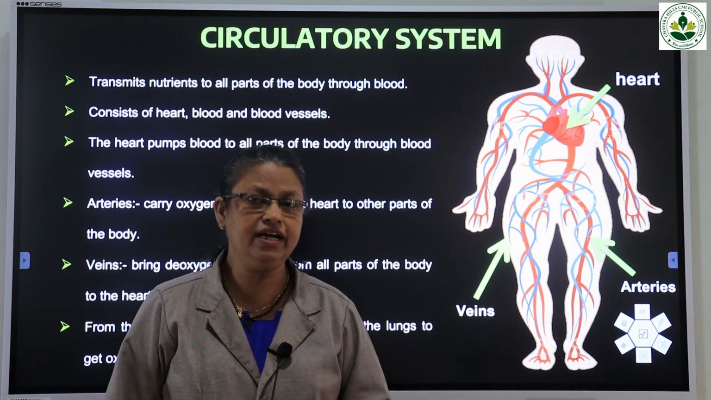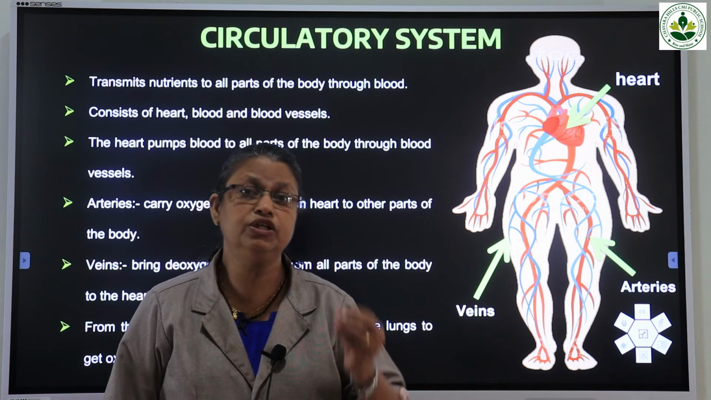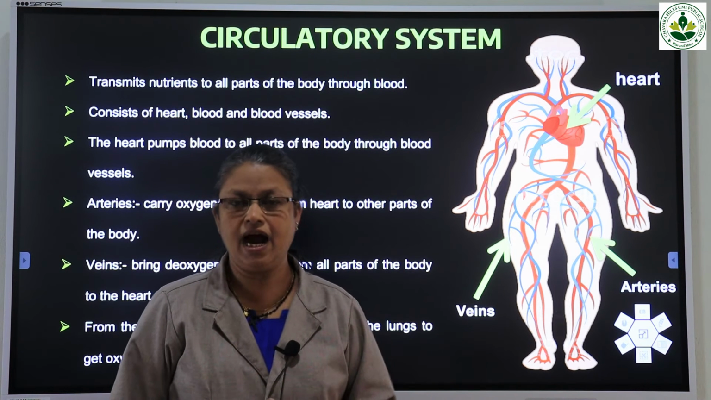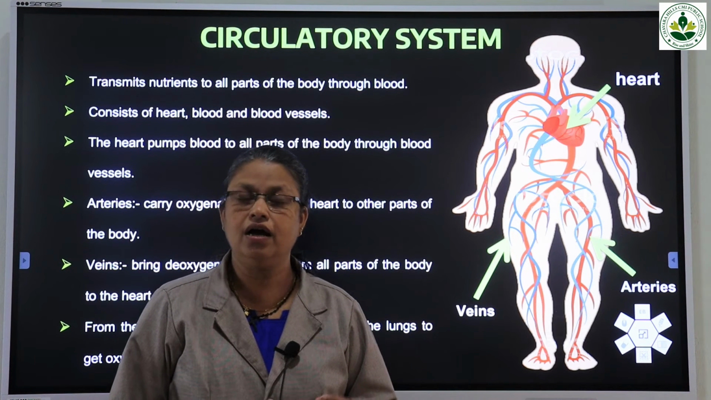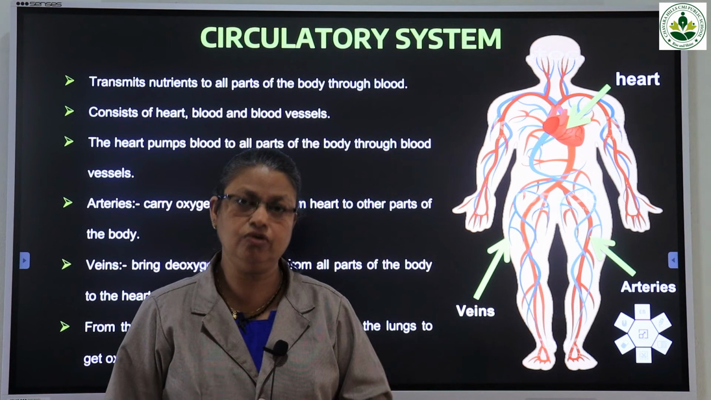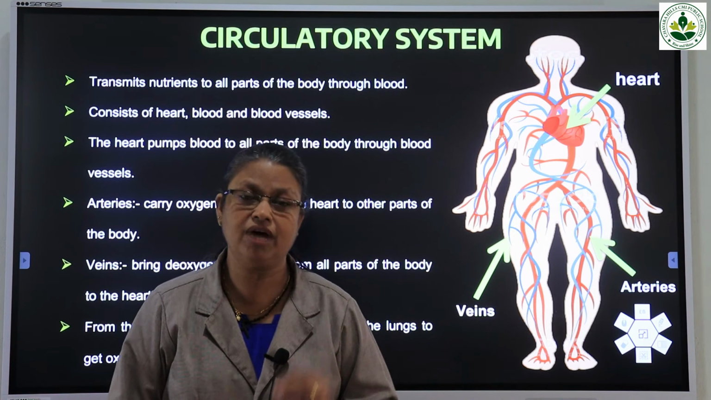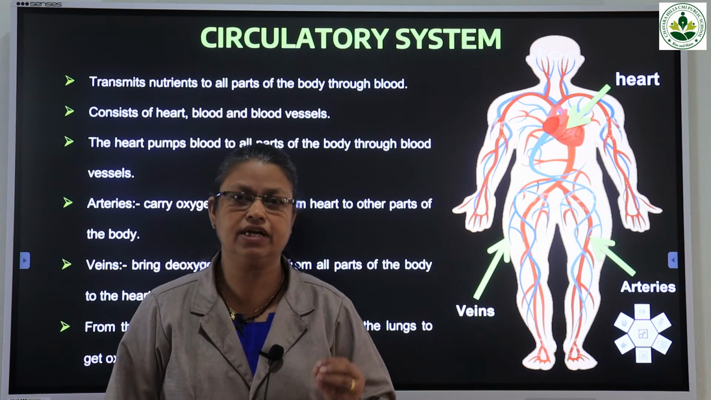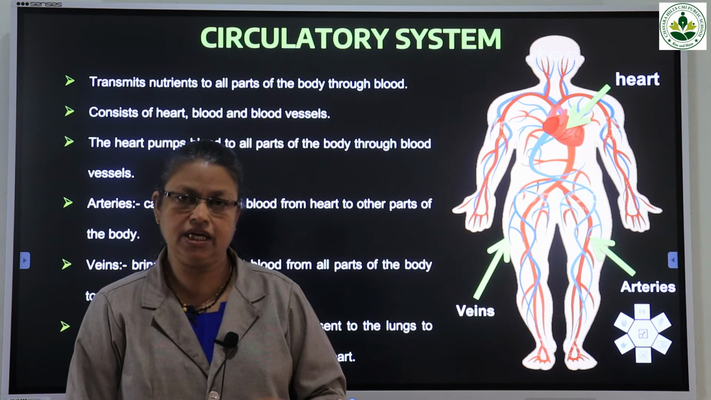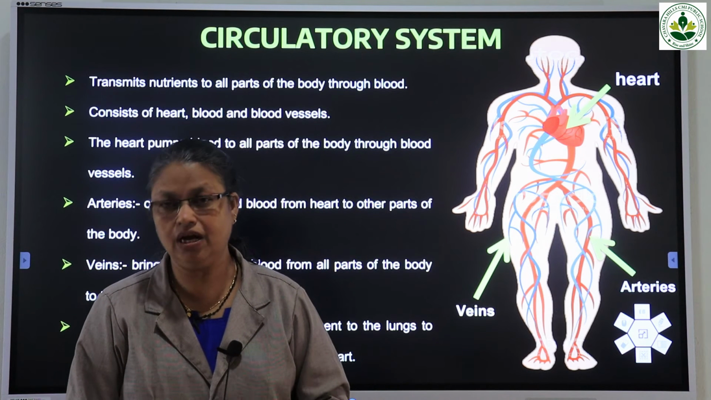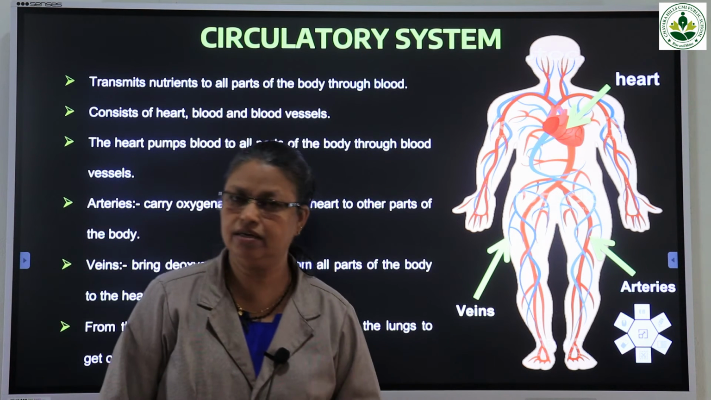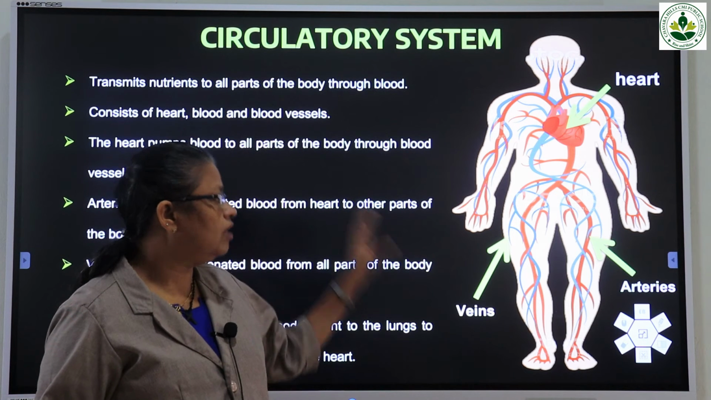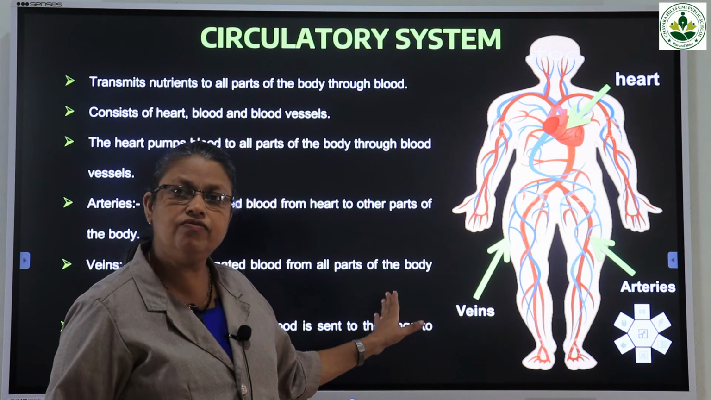Along with the blood, it sends nutrients also. The blood absorbs nutrients from the food, and these nutrients are carried to all parts of the body by the circulatory system. Along with the blood, these nutrients are also transmitted to the different parts of the body. That is the function of the circulatory system, and it consists of 3 parts: heart, arteries and veins.